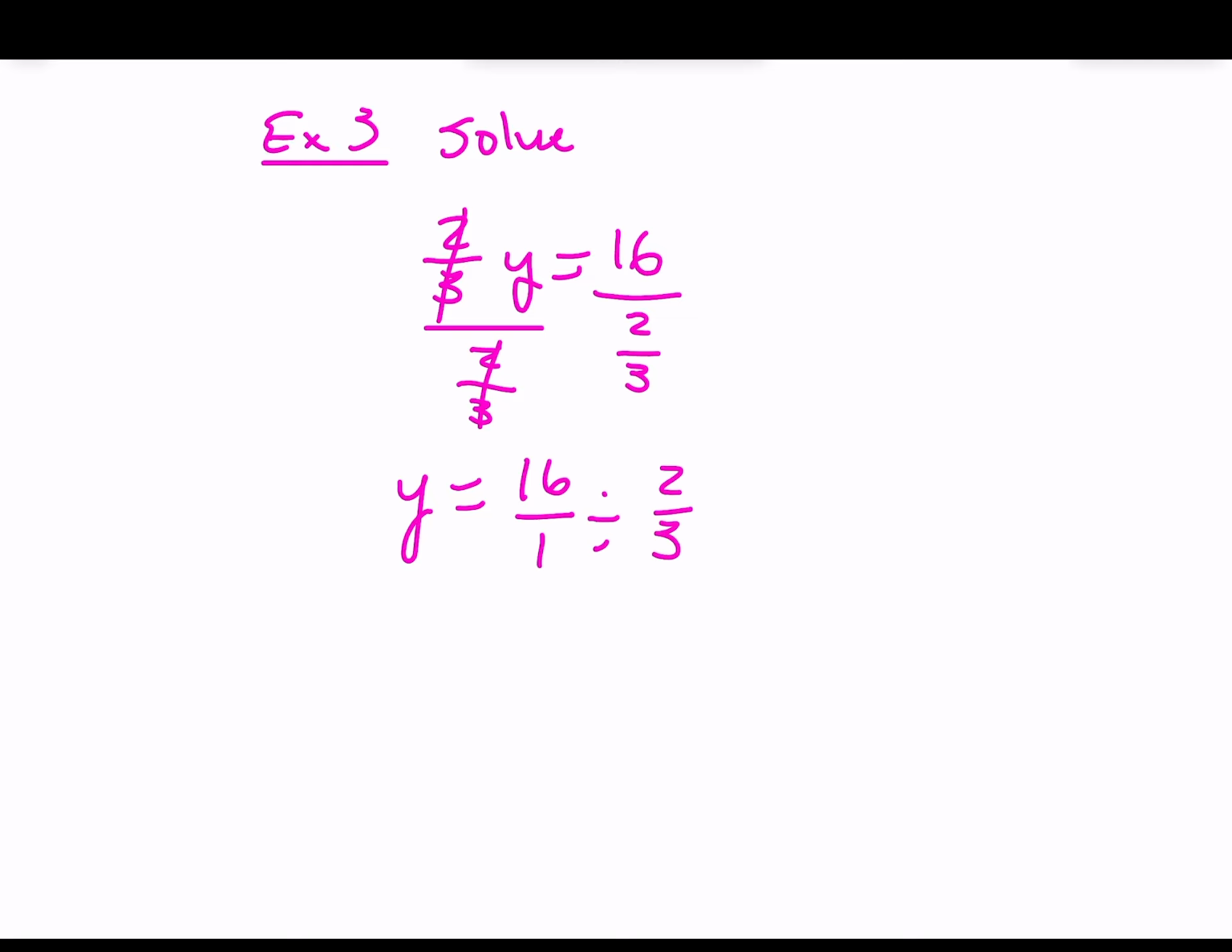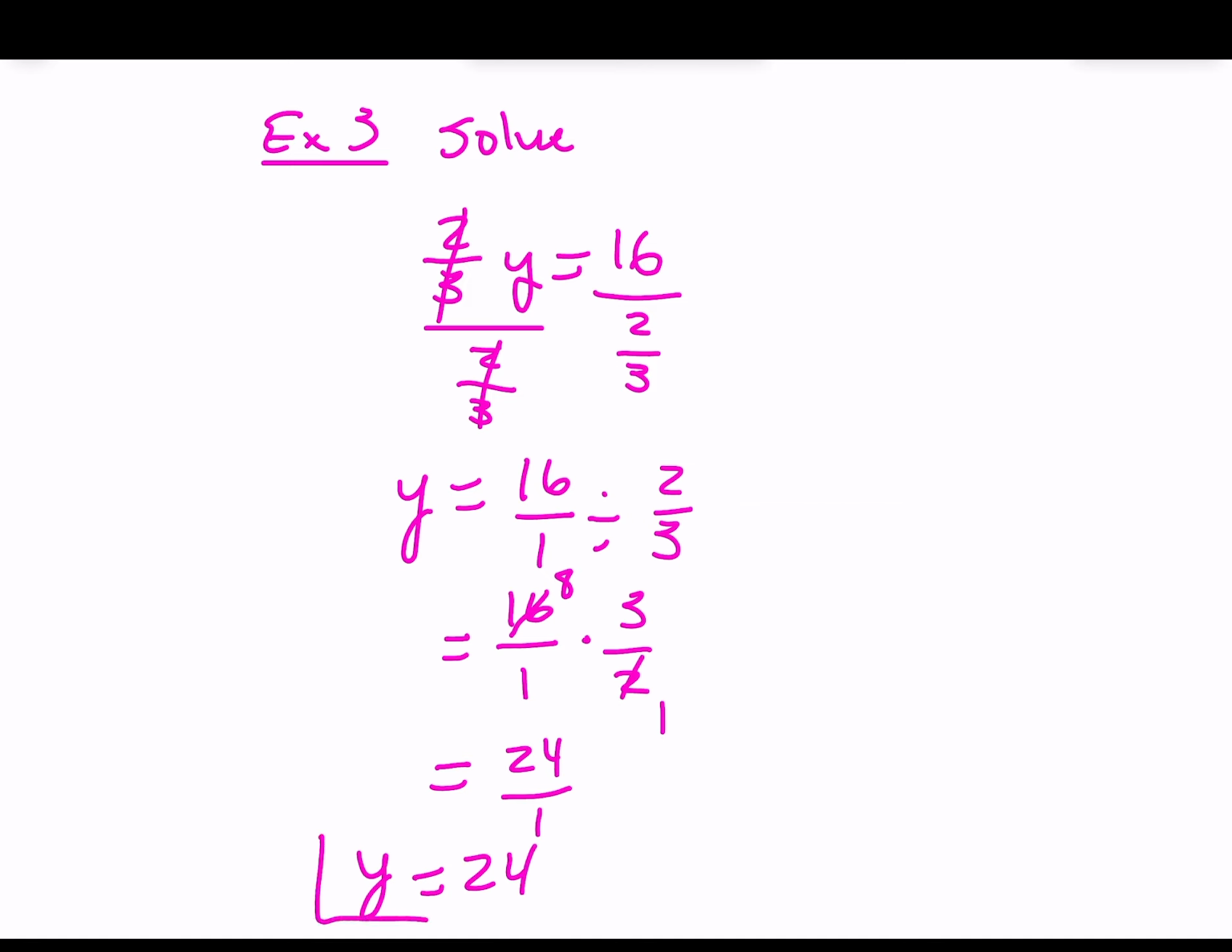Well, if you remember back, dividing fractions is as easy as pie. We can flip the second fraction and then multiply. So we'll have 16 times 3 halves. We can simplify or reduce the 16 to 8 and the 2 to 1 because they have a factor of 2 in common. So we end up with 8 times 3, which is 24 over 1. So y is equal to 24.